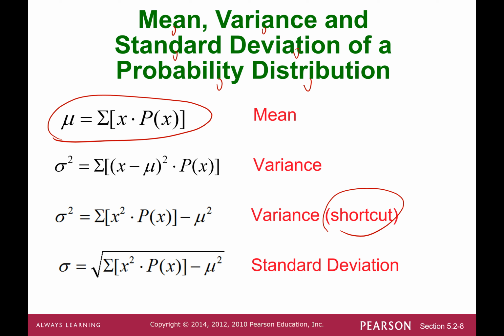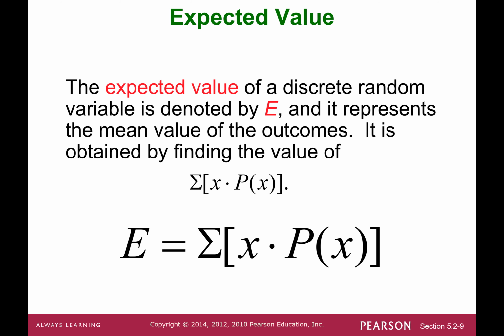And then standard deviation is the square root of the variance. So standard deviation equals the square root of the summation of x squared times p of x minus mu squared. Okay, so keep a note of those formulas, and we're going to use them later on.